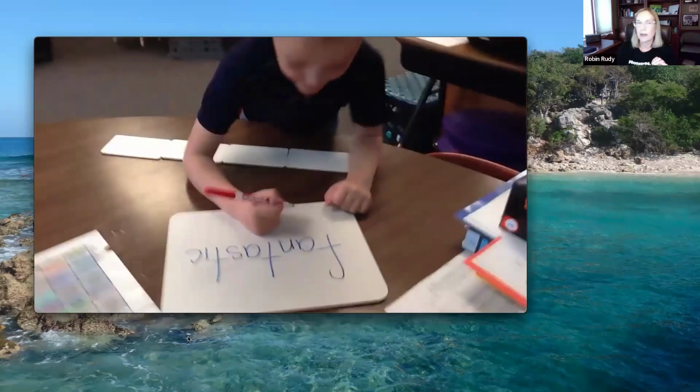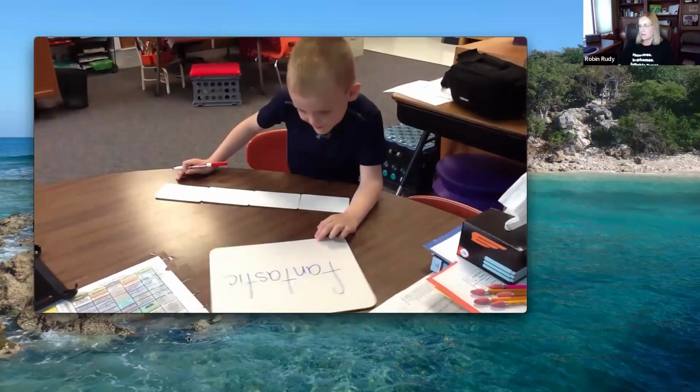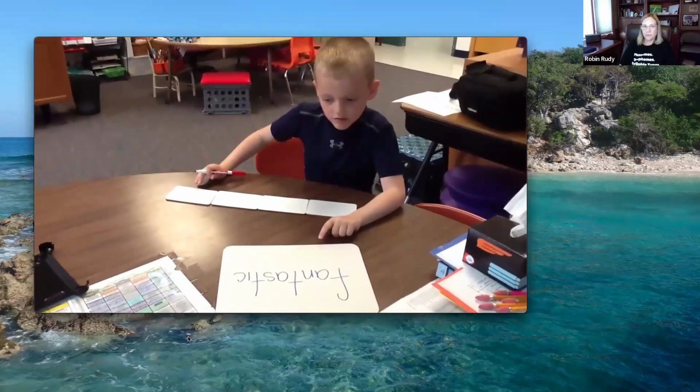Can you sit down, buddy, so I can see you? Yeah, until I get my shoes not stuck. Uh-oh, your shoes are stuck. Okay, here's Andrew's second word. He's going to decode.